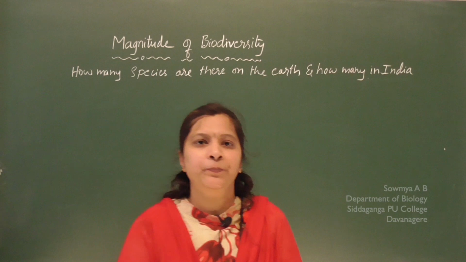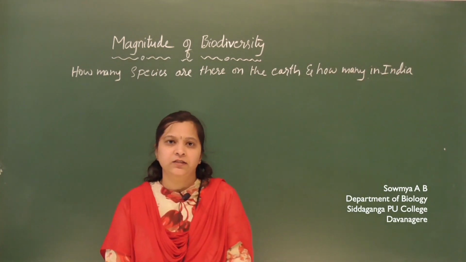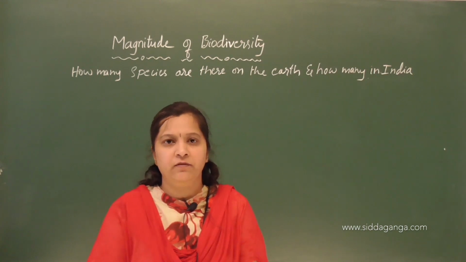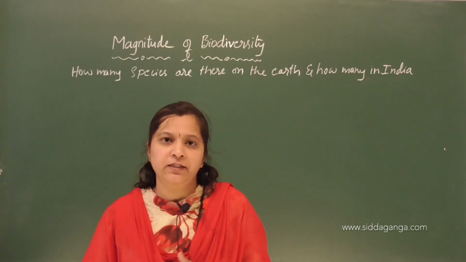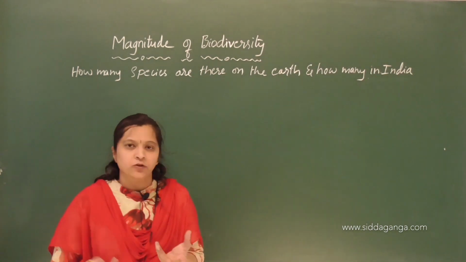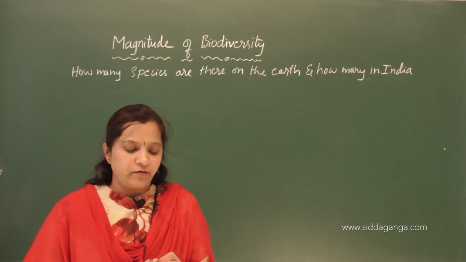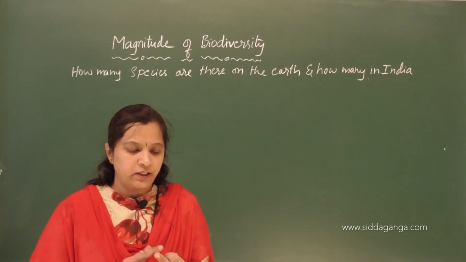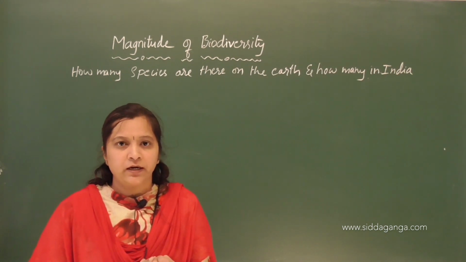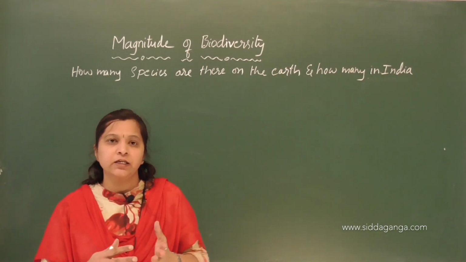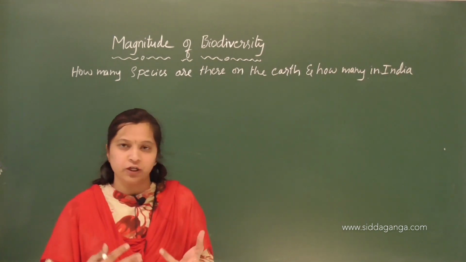Hi everyone. In the last session, we were talking about biodiversity. In that we discussed the three levels of biodiversity. Which are the three levels of biodiversity? Genetic diversity, species diversity and ecological diversity. So what is genetic diversity? It is the variation at the level of individual genes.